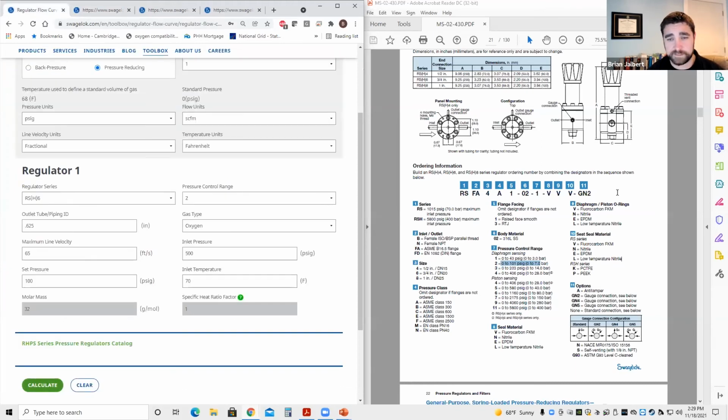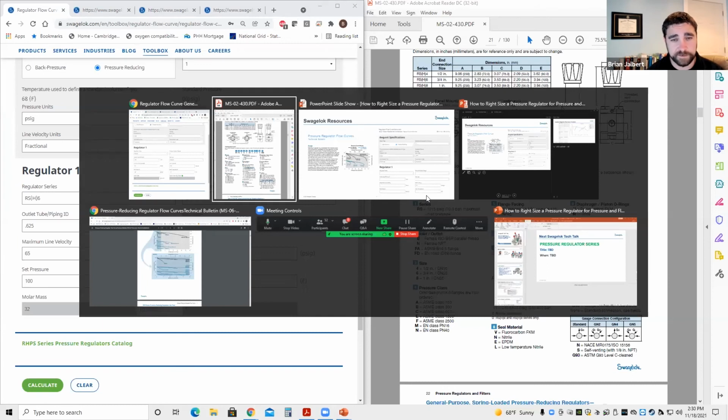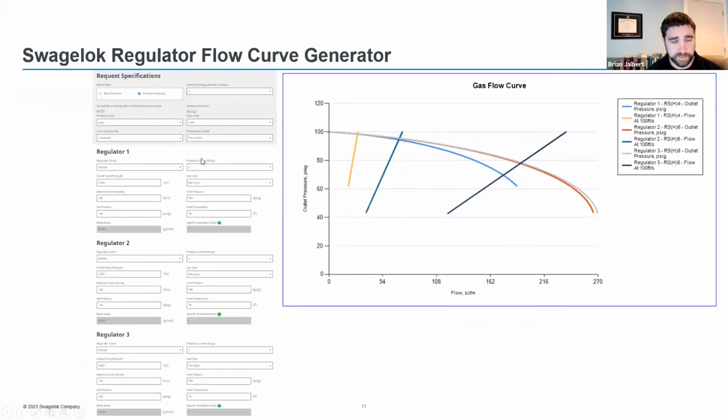So I'm going to show you guys another example of how that velocity affects the flow rates. And I'm comparing 3 regulators here, which is from my first example. This is an RS4, 6, and 8. And as you can see, all 3 of these regulators pretty much provide the same flow rate through the seat of the regulator. So they've got a very similar flow curve.